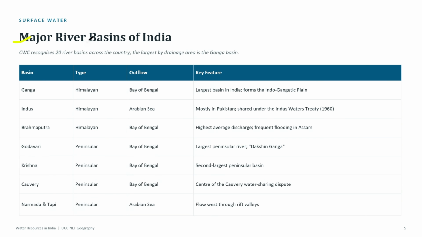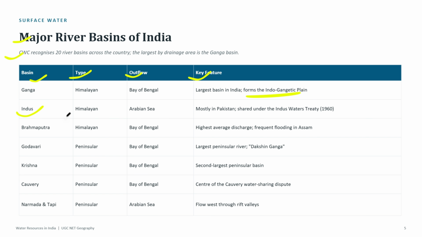Okay, major river basins of India. CWC recognizes 20 river basins across the country. The largest by drainage area is the Ganga basin. Basin: Ganga, type: Himalayan, outflow: Bay of Bengal. Key feature: largest basin in India, the Ganga river basin forms the Indo-Gangetic plain.